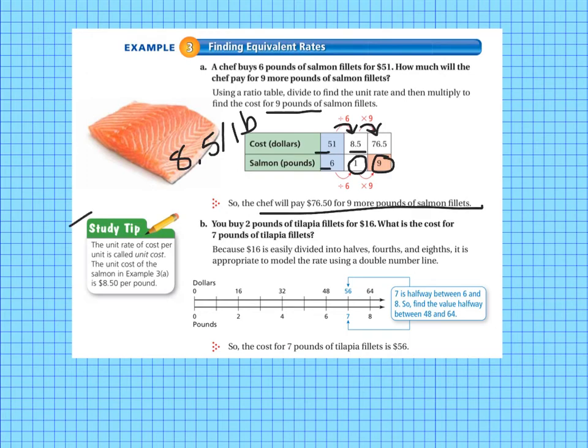Okay, let's look at this study tip before we move on. It says the unit rate of cost per unit is called unit cost. The unit cost of the salmon in example 3A is $8.50 per pound.